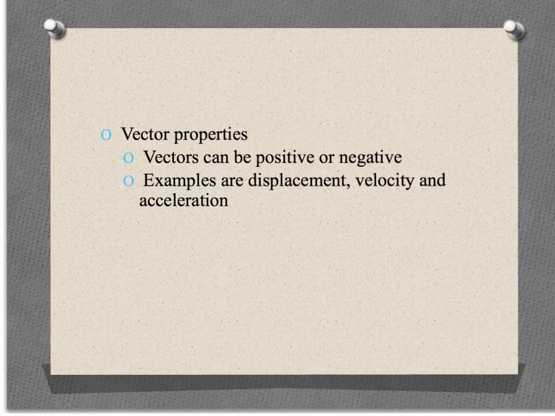Alright, next we're going to cover vector properties. Vector properties can be both positive and negative. And examples include displacement, velocity, and acceleration.